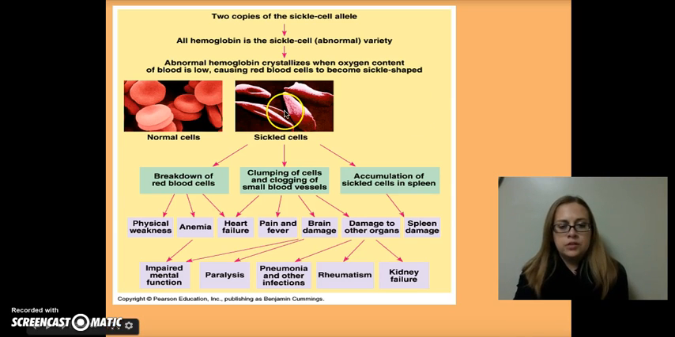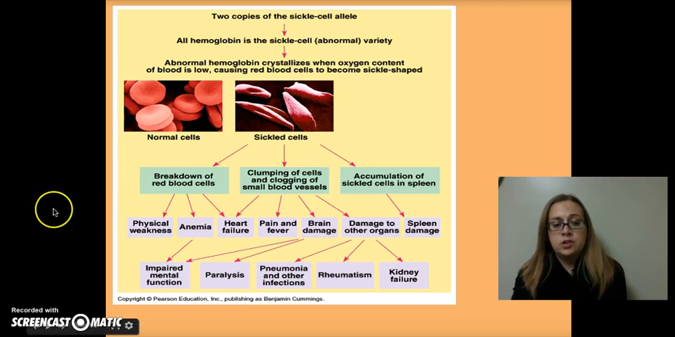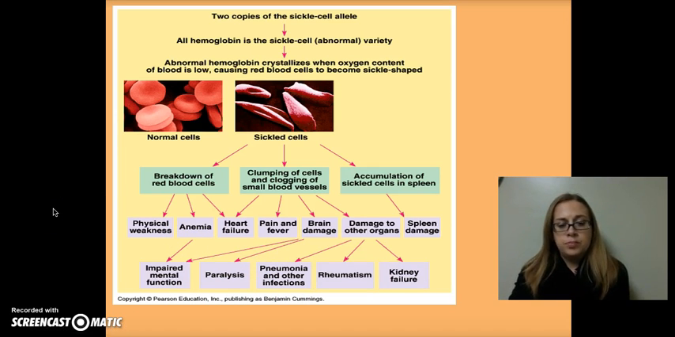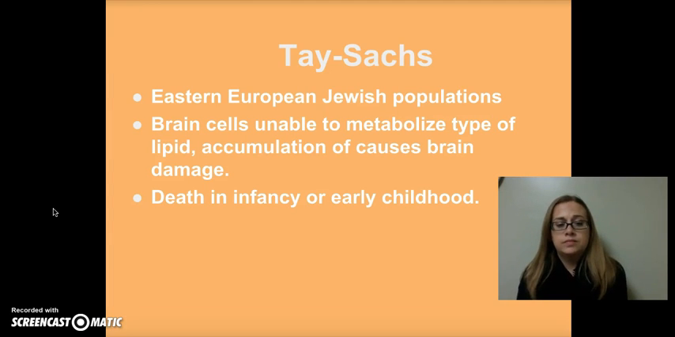This is just a chart that shows some of the breakdown of what happens as a result of sickle cell. So obviously down here, impaired mental function, paralysis, pneumonia, rheumatism, kidney failure. These are all some pretty serious things that can happen when you have sickle cell.